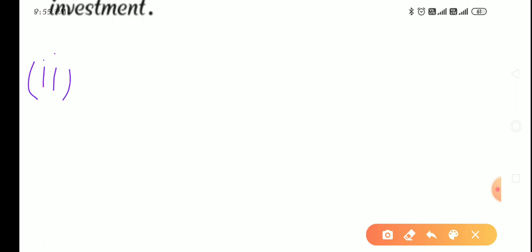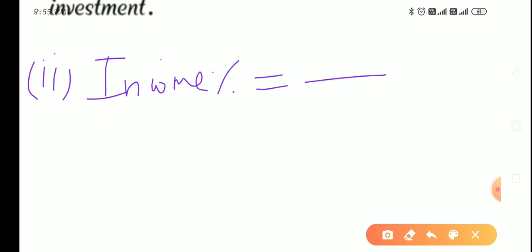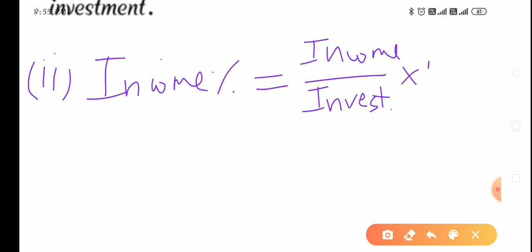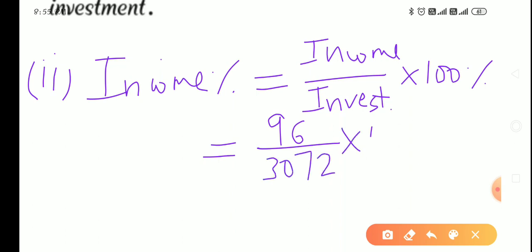So you see the second part. I told you one formula to find percentage income. Income percent means income upon investment into 100%. This is the formula. What is income? Income was 96, which you calculated in the first part, and this investment 3072 is given, multiplied by 100%. So by 8 you can divide.